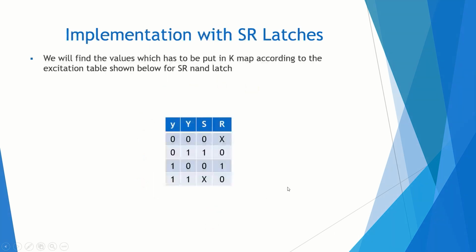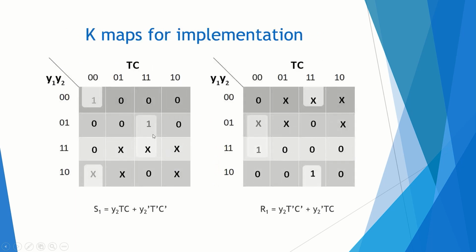So now we have to implement the circuit with SR latches. We will find the values which have to be put in the K map according to the excitation table shown below for the SR NAND latch. This is the excitation table for the SR NAND latch. Now we have got the K map for that, from the transition table. So now let us group here.